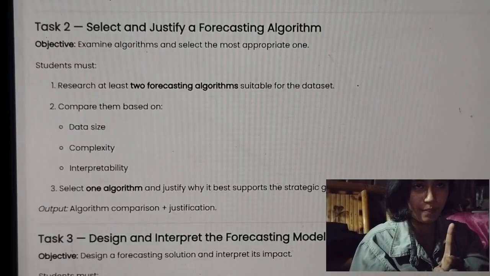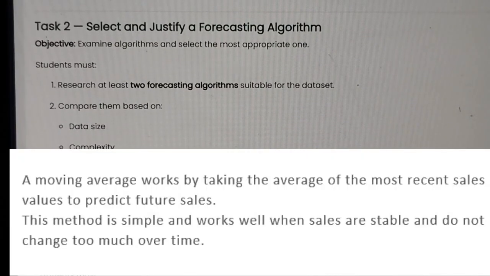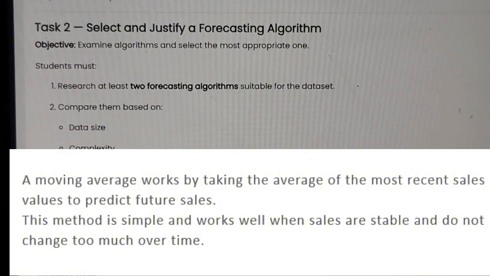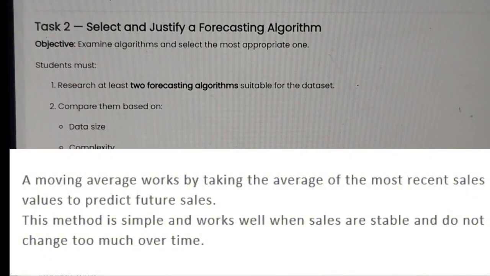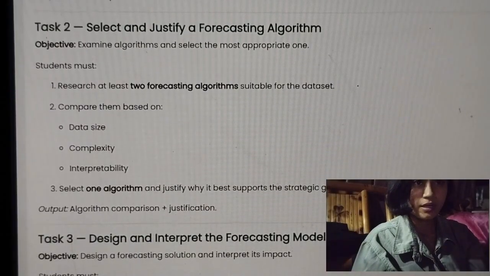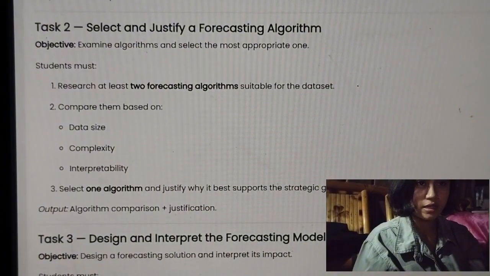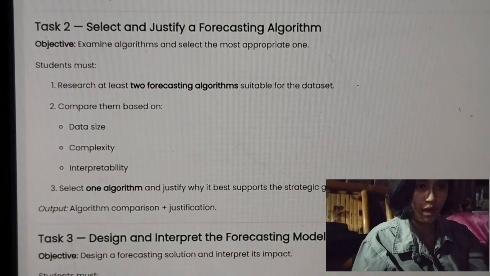The first forecasting method is the moving average. A moving average works by taking the average of the most recent sales values to predict future sales. This method is simple and works well when sales are stable and do not change too much over time. However, this dataset shows that sales are increasing. Because of this, the moving average may not show the growth clearly and may lag behind the actual trend.